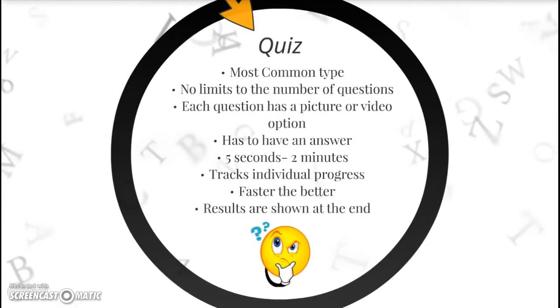First, we have the most common type, which is the quiz. There's no limit to the number of questions that you can ask in a quiz, and each question has the option of having a picture or video associated with it. The quiz functions like a multiple choice question, so each quiz question has to have at least one answer to it. As the creator, you have the choice of deciding how long each quiz question will take the users to answer, and that ranges from 5 seconds to 2 minutes.